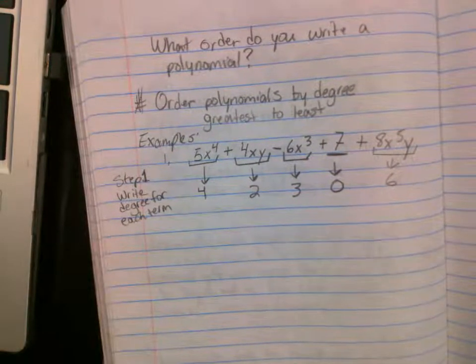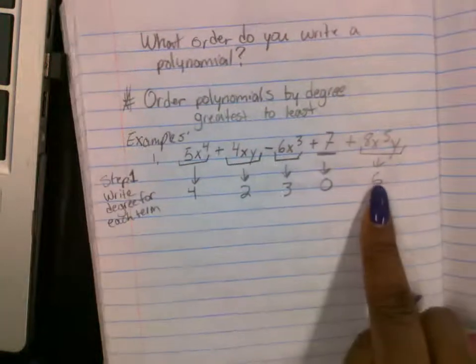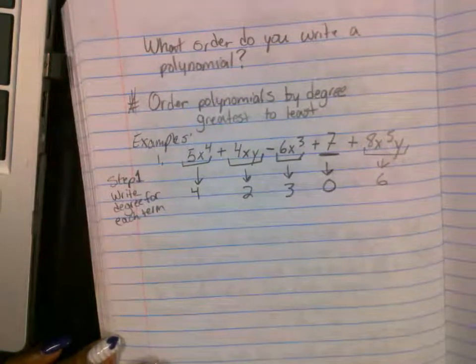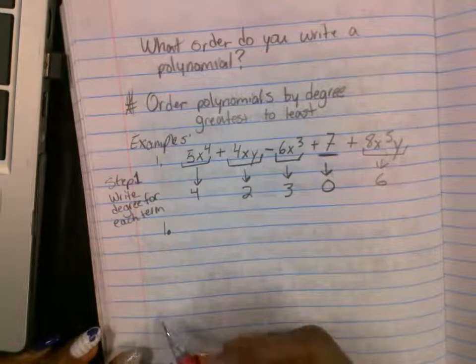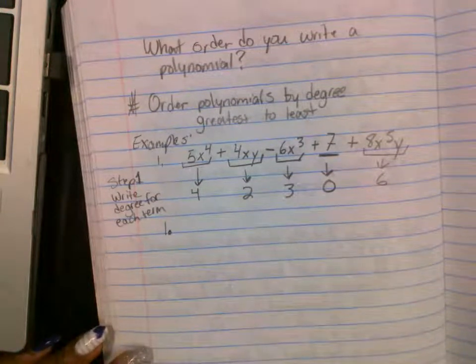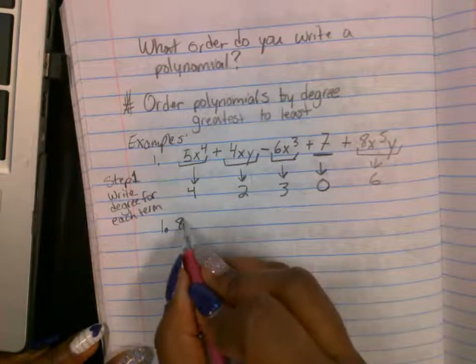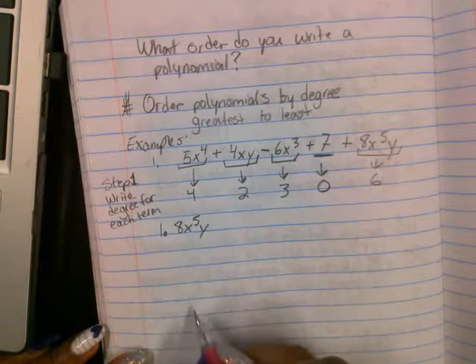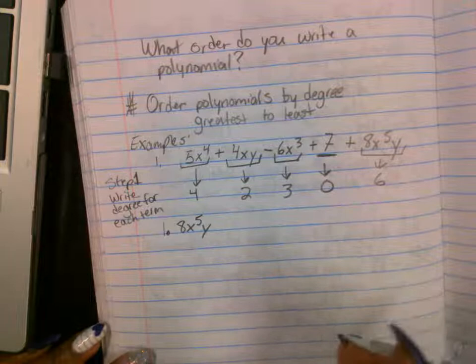Now, if we were finding a degree of the whole polynomial, what would that degree be? It would be 6 because it's the highest one, okay? So now we're going to put this in order by degree. How would we write this? The one with the highest degree goes first. So which term is going to go first based on degree? This one right here, which is 8x to the 5th power y. So this goes first, and it's a positive, okay? Make sure you take the sign with it.